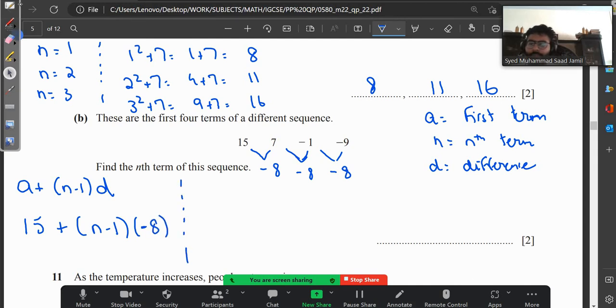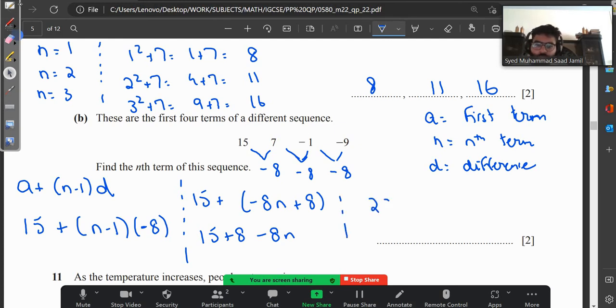So this basically becomes 15 plus n multiplied by minus 8 is minus 8n. Minus 1 multiplied by minus 8 is basically plus 8. Okay, minus minus is plus. So this becomes 15 plus 8 minus 8n, and 15 plus 8 is 23. 23 minus 8n, and that's how you find the nth term of the sequence.